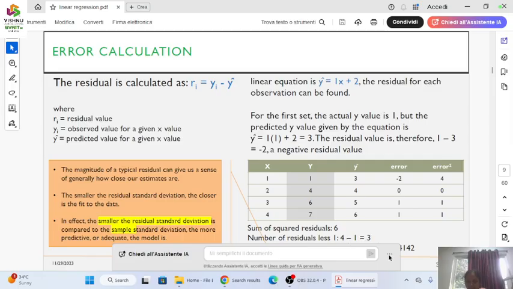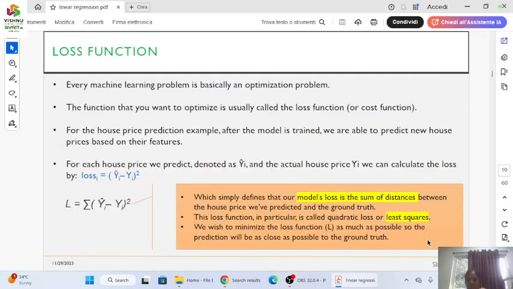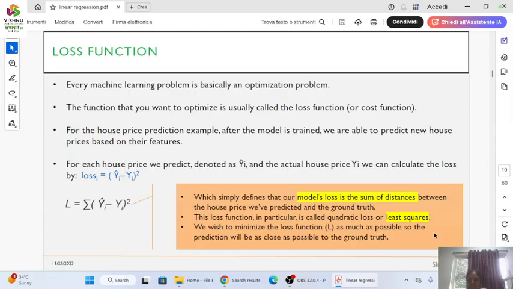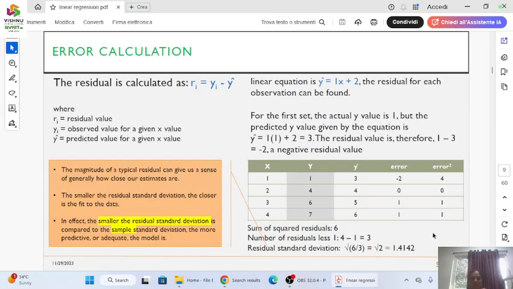And we'll get it like this. The residual standard deviation is 1.414, right?